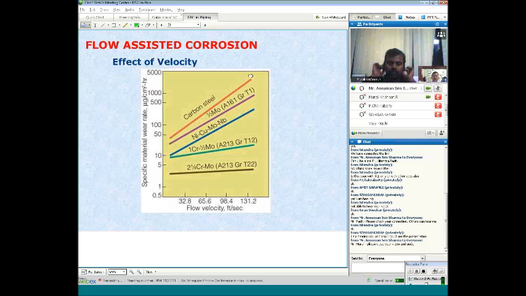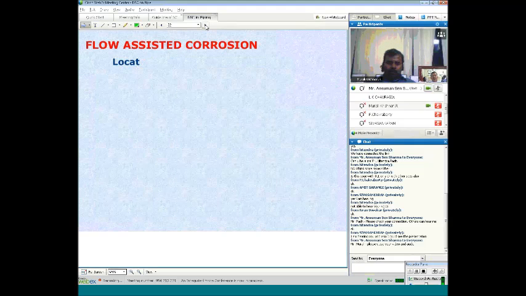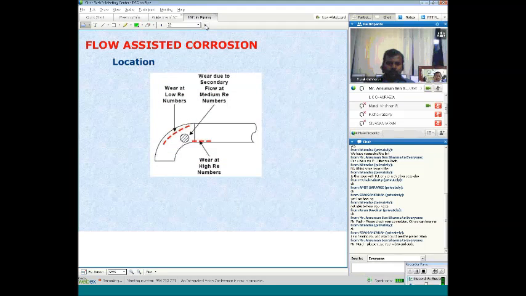So this is one more thing. Carbon steel has a much higher wear rate as compared to 2 1/4 chrome moly, that is the T22 material, or for example T11 metal, which is 1 1/4 chrome and half moly. So this is one more fact, and the other factor is the location.